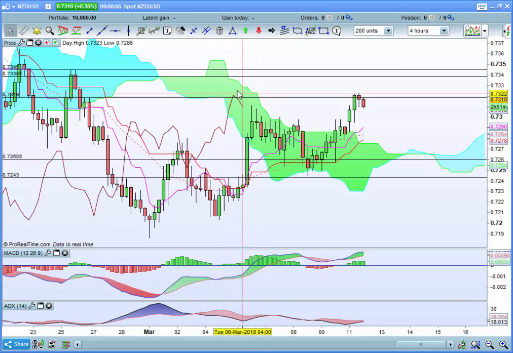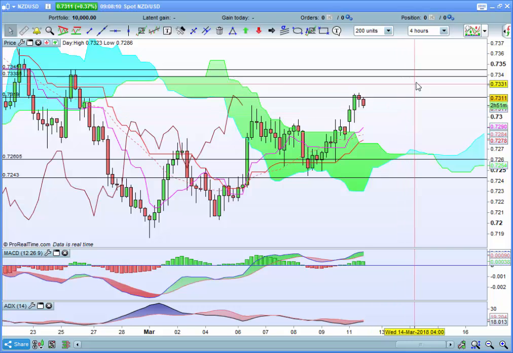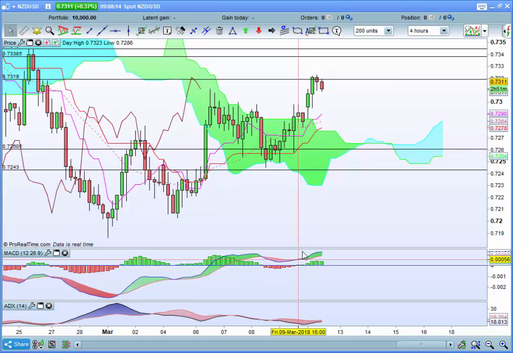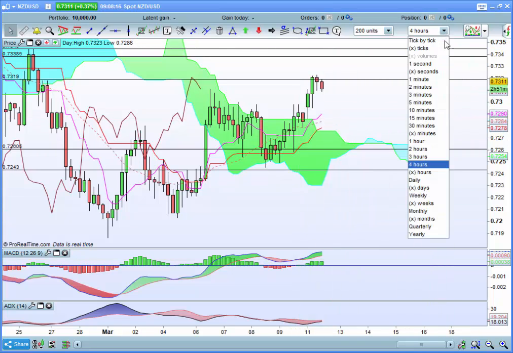Note the lagging line here hitting a bit of resistance there, so we could see a bit of a consolidation here and then another rally attempt at these old highs there. We've had a MACD buy signal, so far so good. That's on the hourly chart.